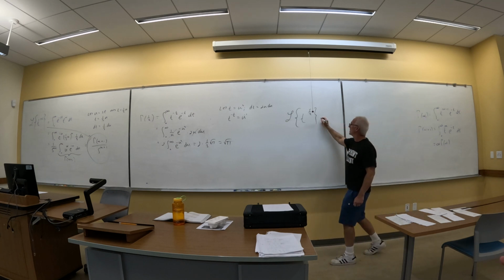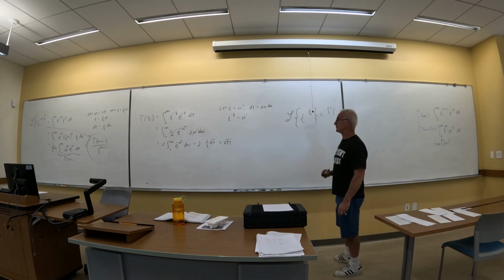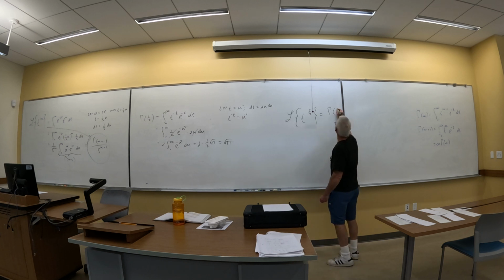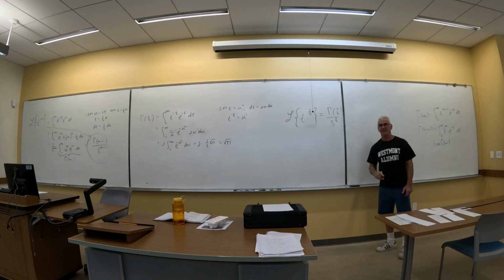So how do I do this? Well, let's start with that. This is gamma of what? 5 halves plus 1, 7 halves. Okay. I was wondering how long it was going to take to get that part. Over s to the 7 halves. Yes. Okay, well that's not very helpful.